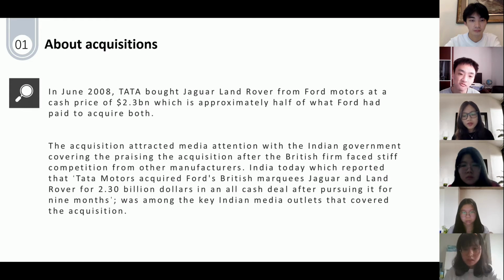As I mentioned in my PowerPoints, Tata acquired Jaguar Land Rover from them in June 2008 for $2.3 billion in cash. Everyone can look at the second paragraph. This paragraph is about the major acquisition news report in India today.